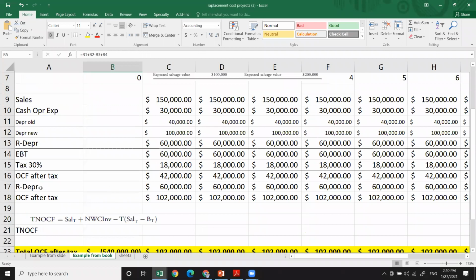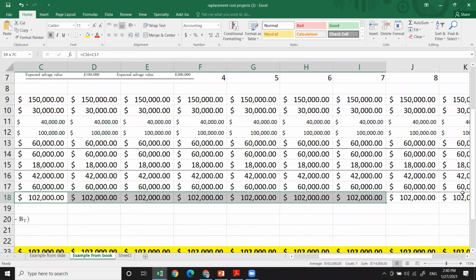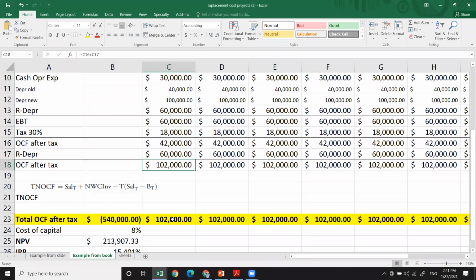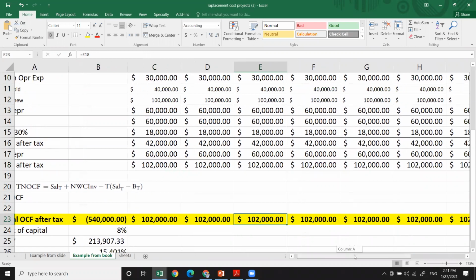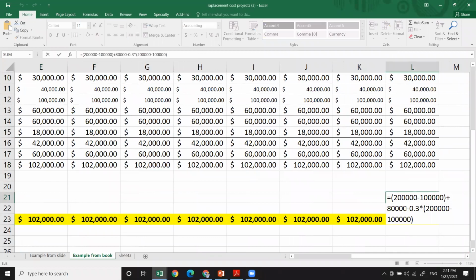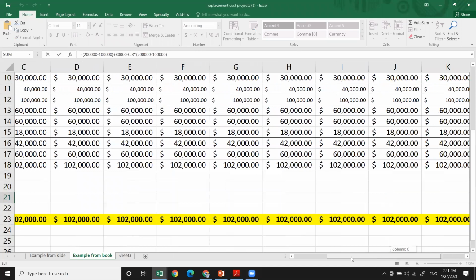Then we are adding back the depreciation to get operating cash flow after tax. This is what we get for all years. Then we just put it down to estimate the cash flow for NPV. And the last part, which is terminal non-operating cash flow. So this is expected salvage value.